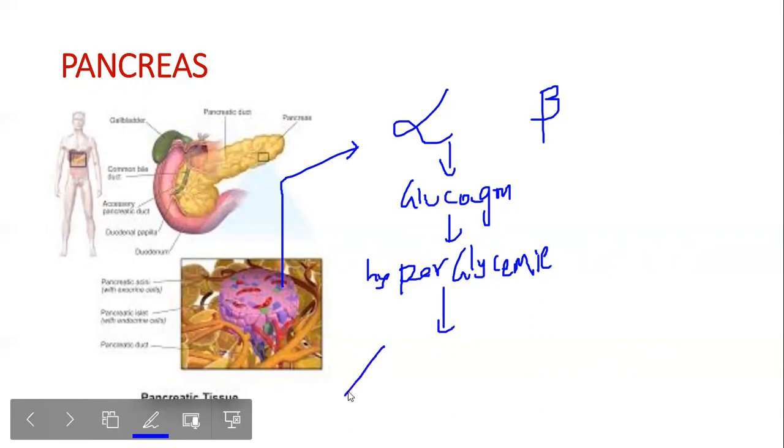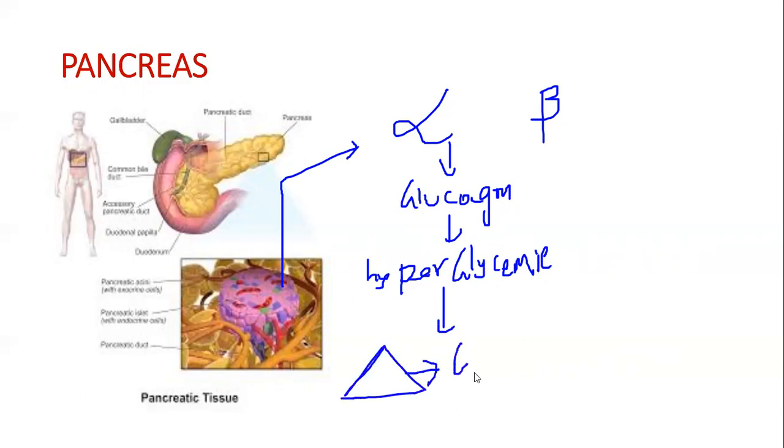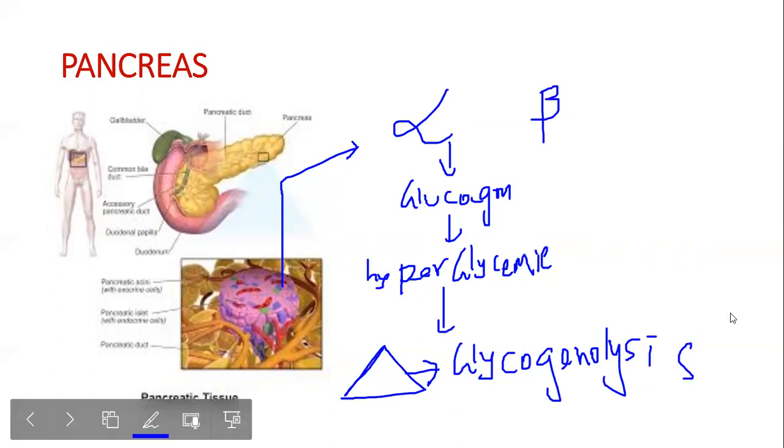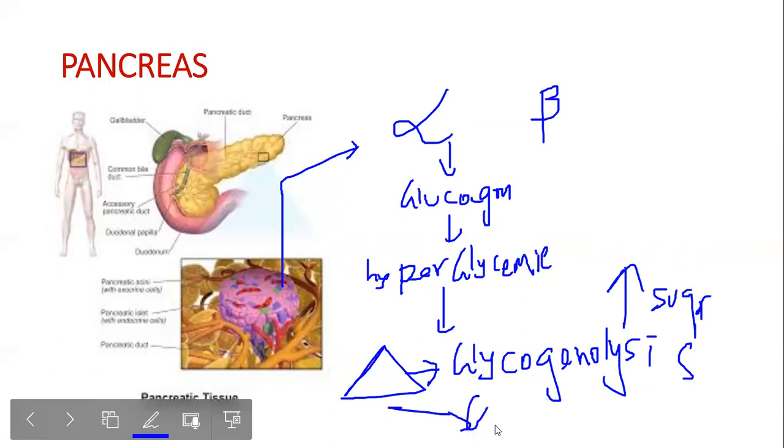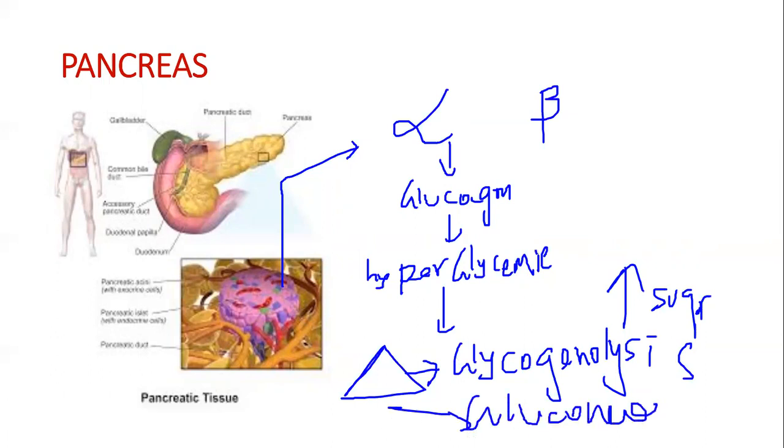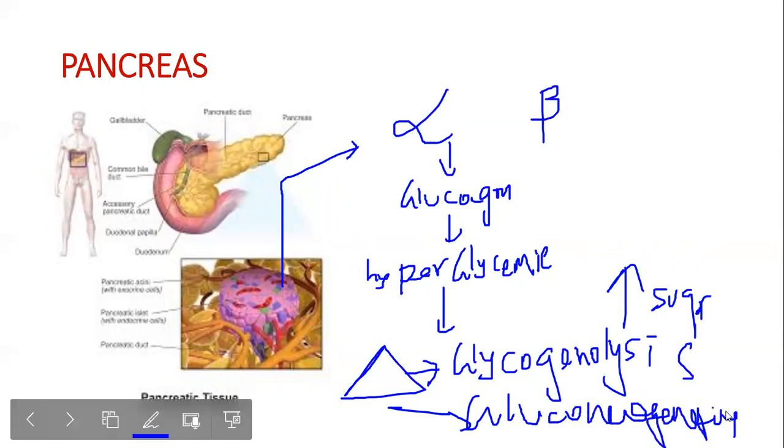Basically, this hormone acts on the liver, on the hepatocytes, and it leads to glycogenolysis. Okay. And then therefore it leads to increased amount of blood sugar. In addition, this hormone also participates in gluconeogenesis. Lysis means breakdown, and genesis means formation. So therefore it contributes to increase in the blood sugar, that is hyperglycemia. That is the reason it is called as hyperglycemic hormone.